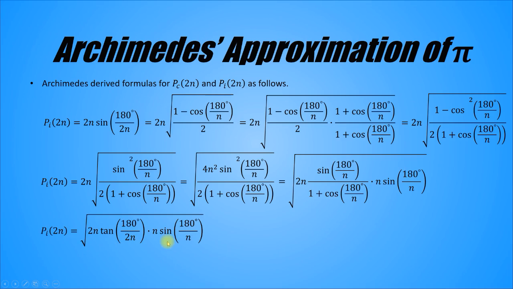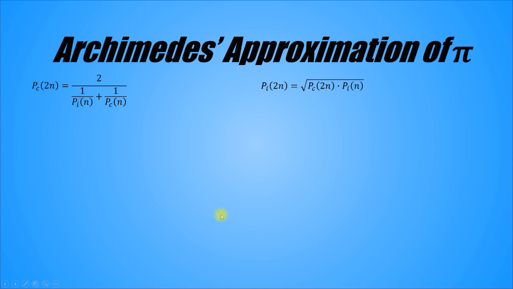And these should both be recognizable. The first factor, 2n tan 180 over 2n, that's pc of 2n. And this is pi of n. So if you calculate pc of 2n first, using the formula from the previous slide, you can get pi of 2n. So here are the two formulas that Archimedes derived for approximating pi.